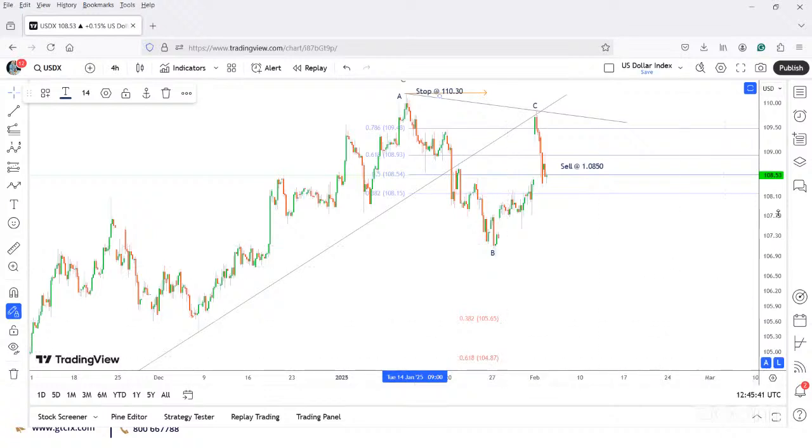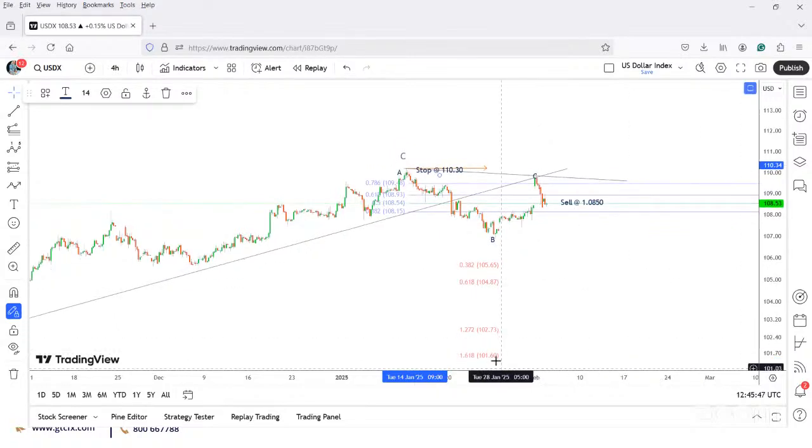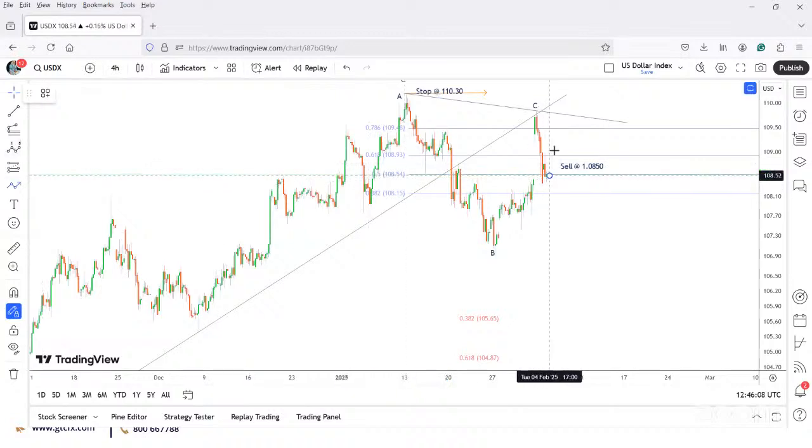Second target is 1.0460, the third target is 1.0270, and even the fourth target is 1.01 something. That is the projection. I mean, 400 points, 800 points lower from here. But even if we are not carrying until 800 points, we can easily carry through 300 points lower from here. Actually, it is projected to go like this.